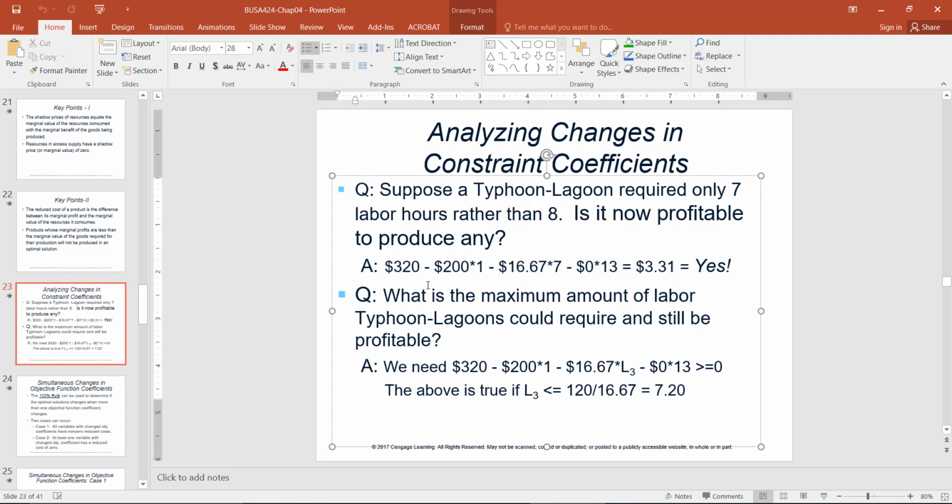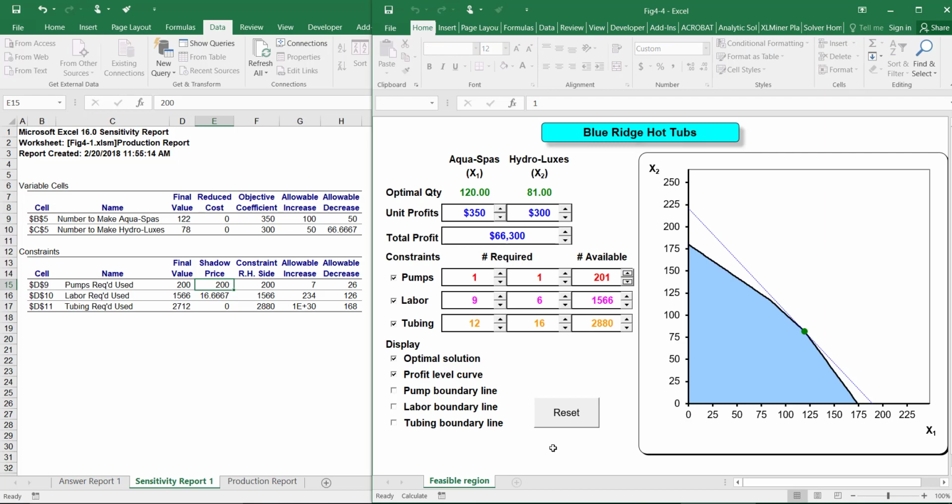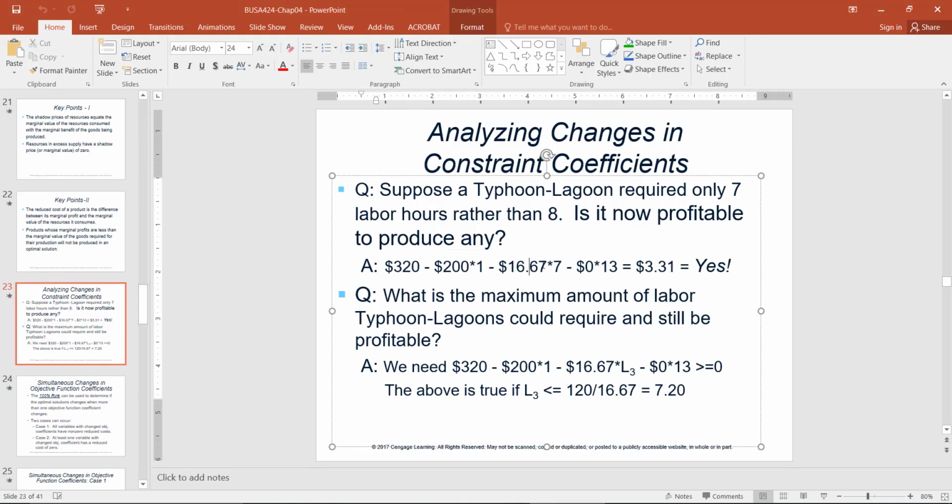To do so, we need to compute the reduced cost, that is the profit that this product makes minus the cost of this product. The cost associated with this product is the one unit of pump, multiplied by 200, which is the shadow price of the pump. The shadow price of the second constraint is 16.67, and 7 of them are used by this new product. The shadow price of the third constraint is 0, and this product is using 13 of them.